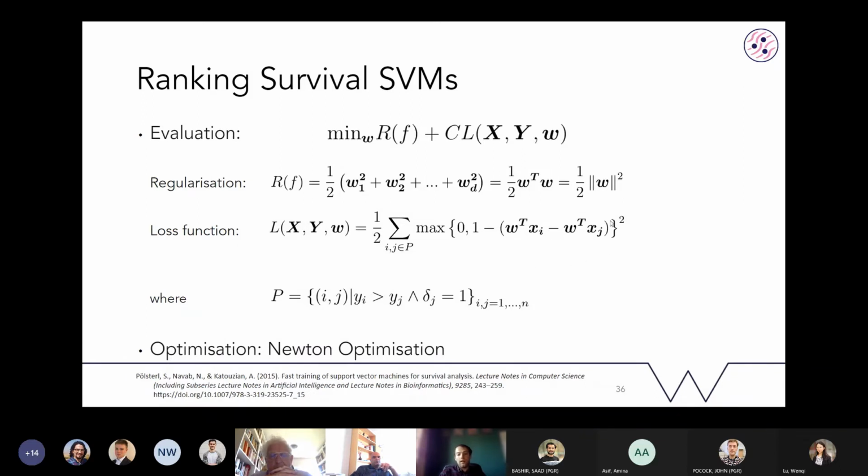Whereas if it's wrong, then it's 1 minus that, and you get a squared term as well. And you get a bigger contribution to the loss, sorry.